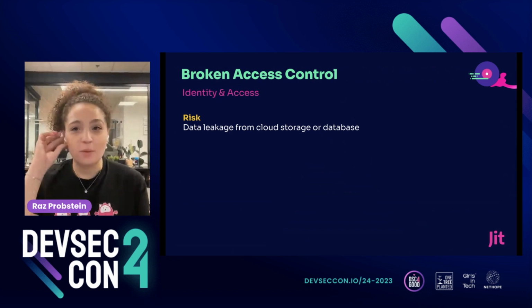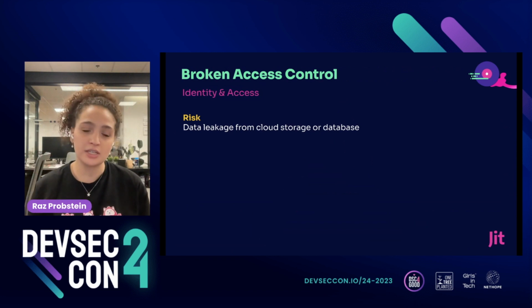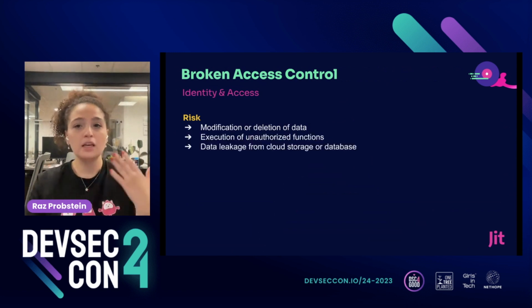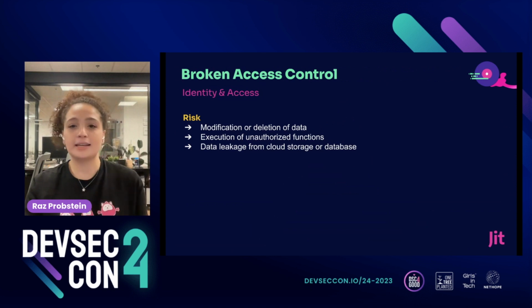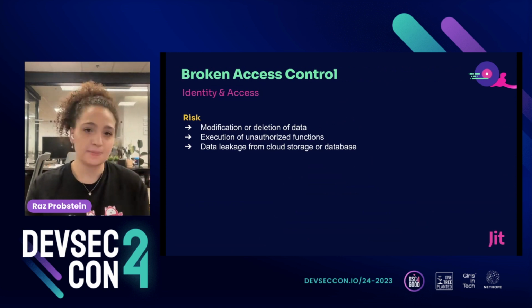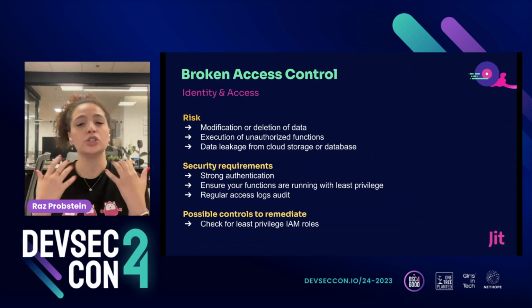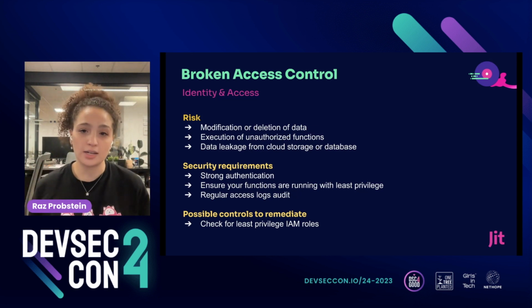Let's start with the first topic that we're going to dive into, and this is broken access control. I think that this is clear to all of us that we're in charge of our application's authorization to other parts of the system, including, of course, our data. If you don't do that, then you're risking your serverless apps of modification or deletion of data, execution of unauthorized code, data leakage from cloud storage or databases. The basic requirements for my app should include strong authentication. We need to ensure that our functions are running with least privilege, and we need to have regular access logs audits. So we need to find a tool that checks for least privilege IAM roles.